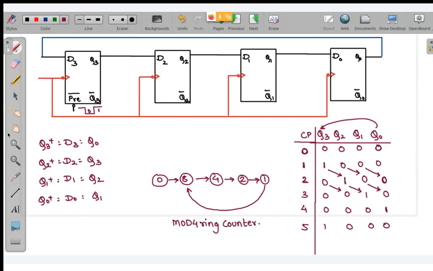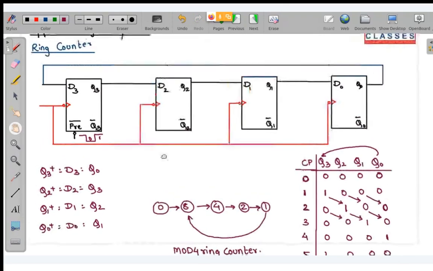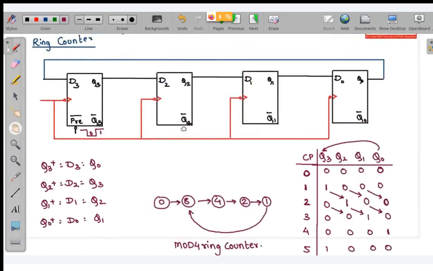So very quickly note it down, and then we will move on to the next thing. Note it down very quickly.